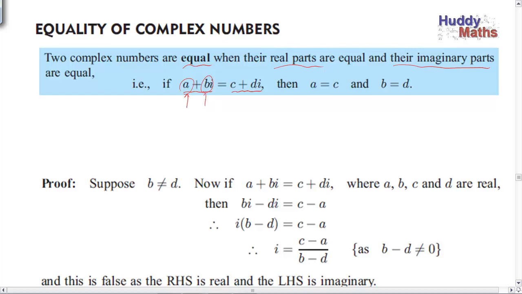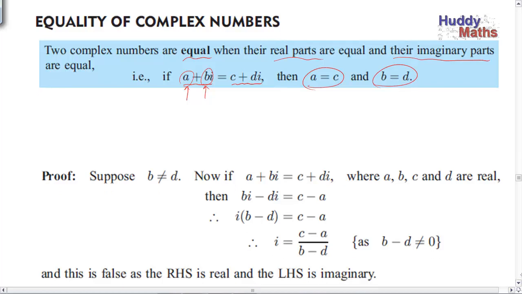So logically you would expect both parts to be equal, that you can't borrow equality and make a bigger to make it equal to c by making its b bigger or something like that. So we would expect this result. The real parts must be equal and the imaginary parts equal. So we're going to prove this by contradiction here. If b is not equal to d, let's have a look.